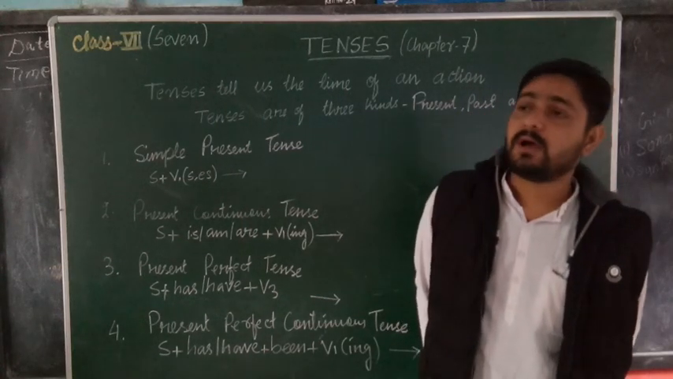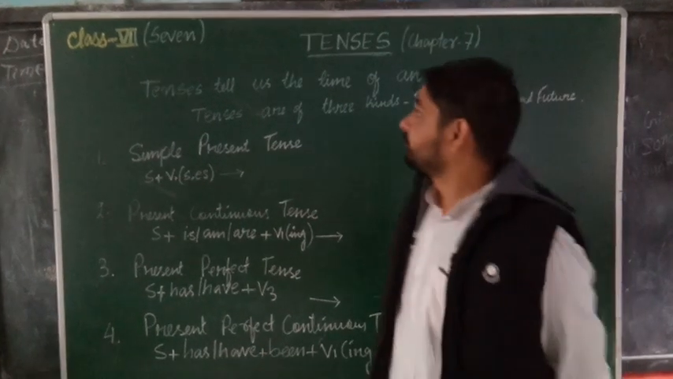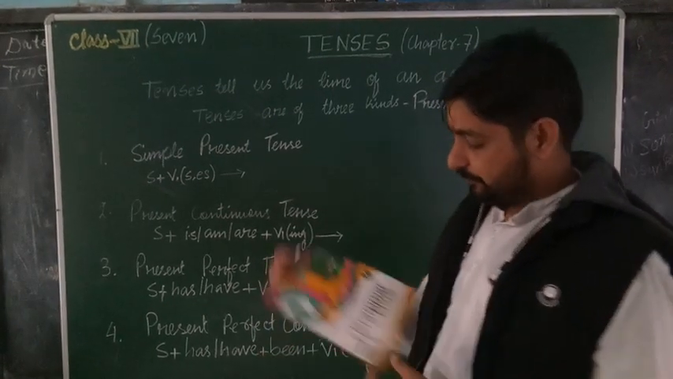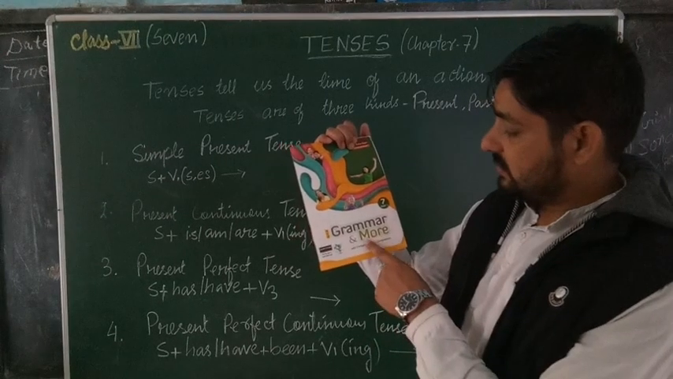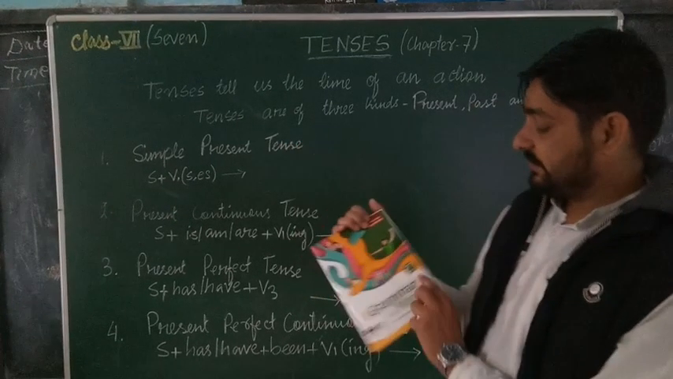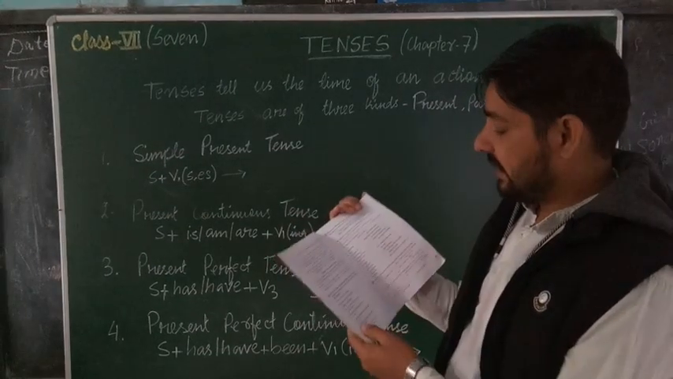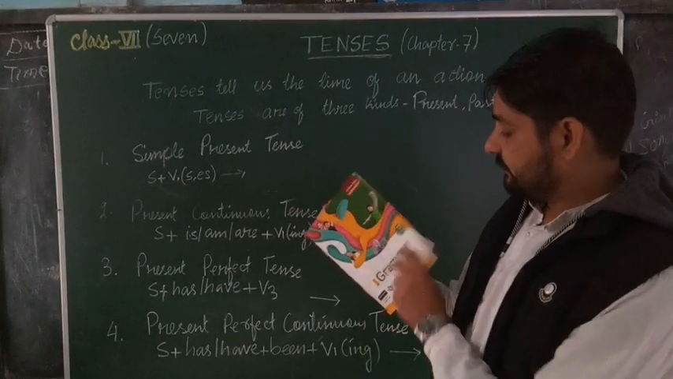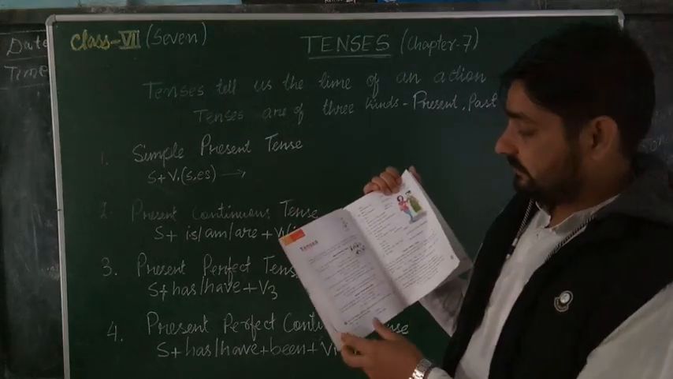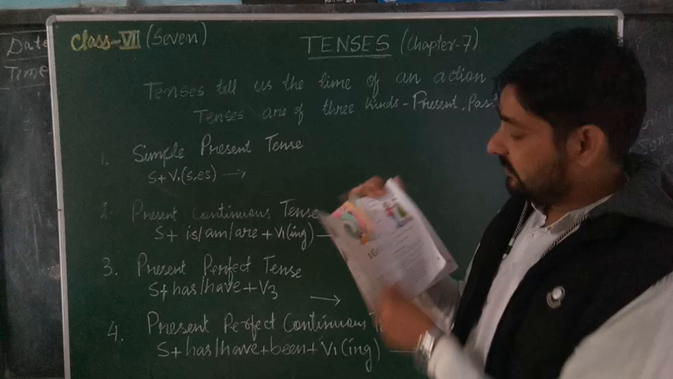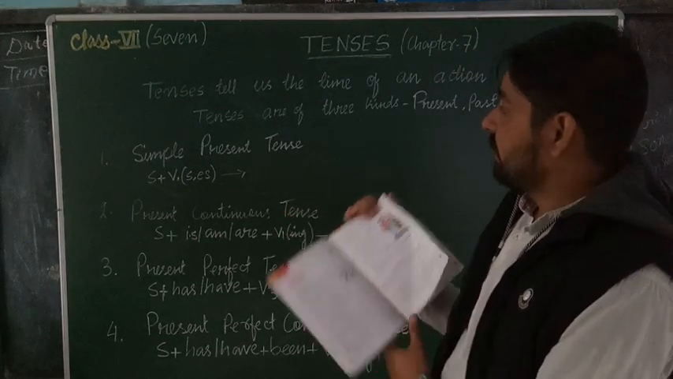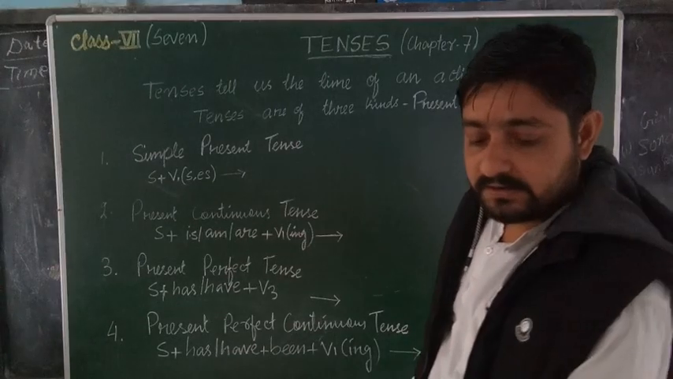Let's begin with chapter 7 from your grammar book, Grammar and More, part 2, class 7. So here, my dear students, we will have the first chapter, that is tenses, chapter 7. This is part 2, chapter 7, and this is our first lesson, tenses.